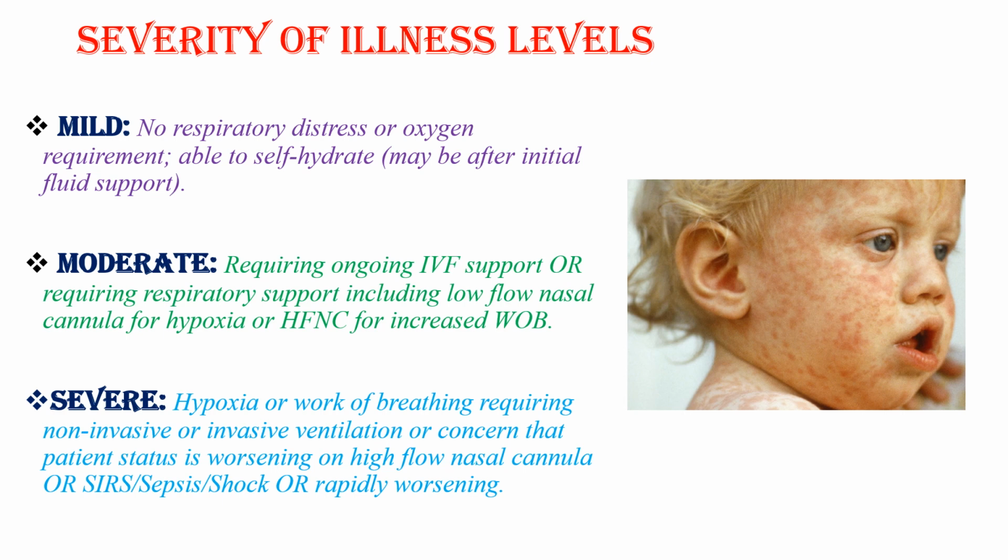We assess severity of illness as mild, moderate, and severe. We say mild measles if there is no respiratory distress or oxygen requirement and the patient is able to self-hydrate. We say moderate if they require ongoing IV fluid support or respiratory support, including low flow nasal cannula for hypoxia and high flow nasal cannula for increased work of breathing. We say severe and complicated measles if there is hypoxia or work of breathing requirement which requires non-invasive or invasive ventilation, or concerns that patient status is worsening on high flow nasal cannula, or if there is sepsis, shock, or rapidly worsening status.